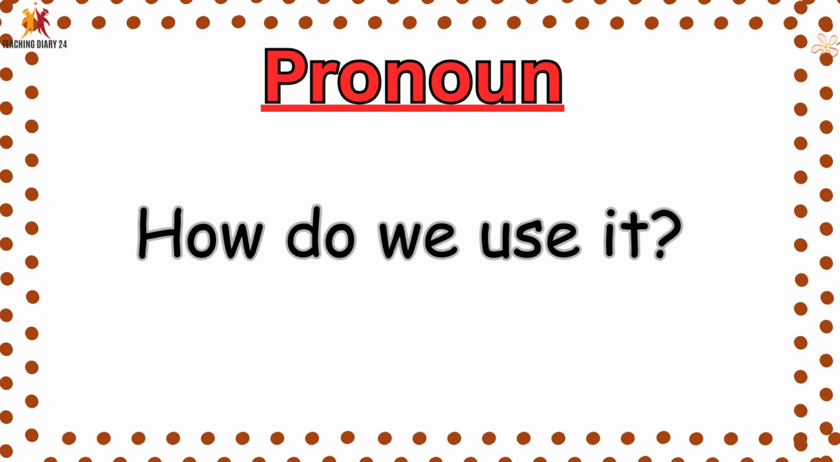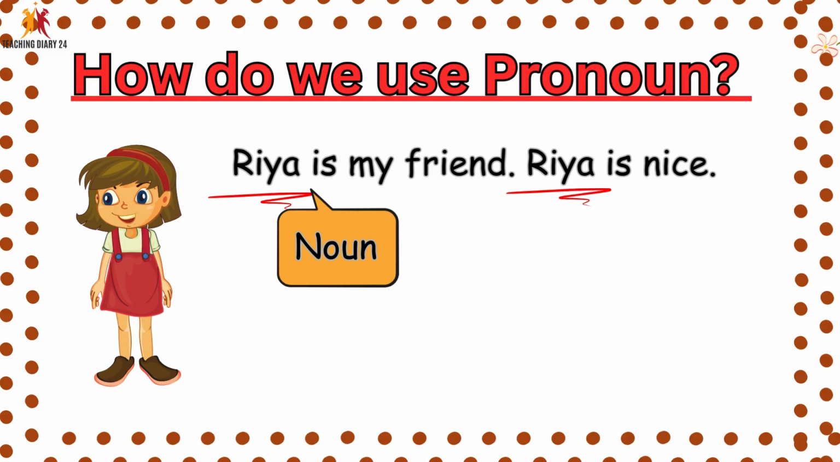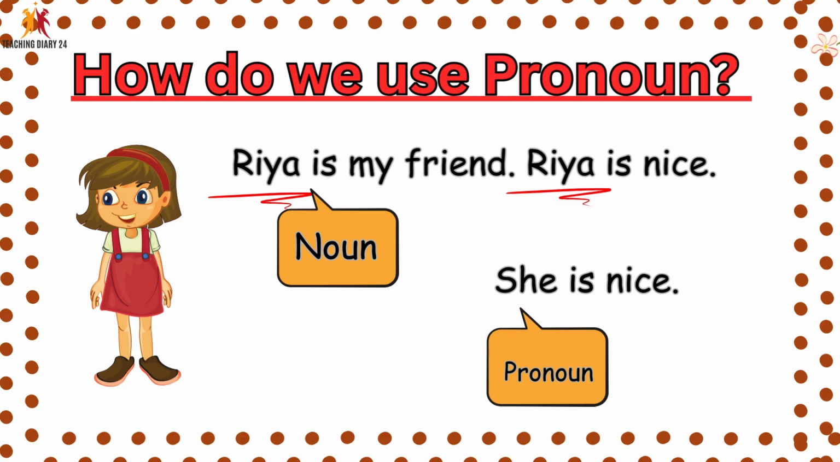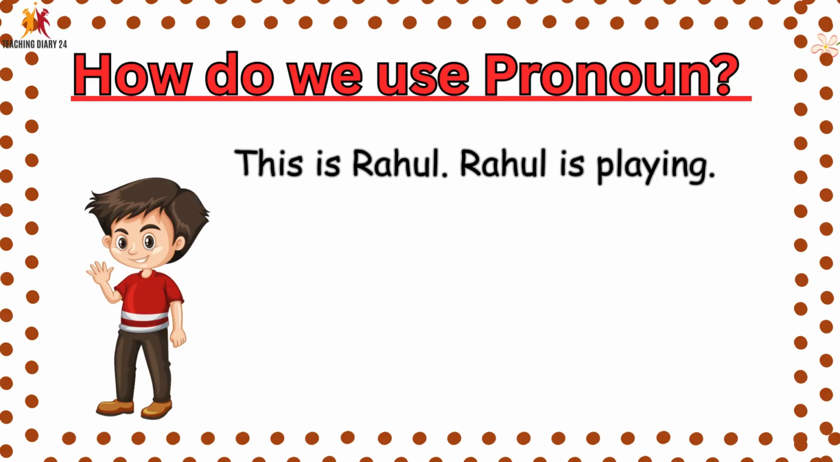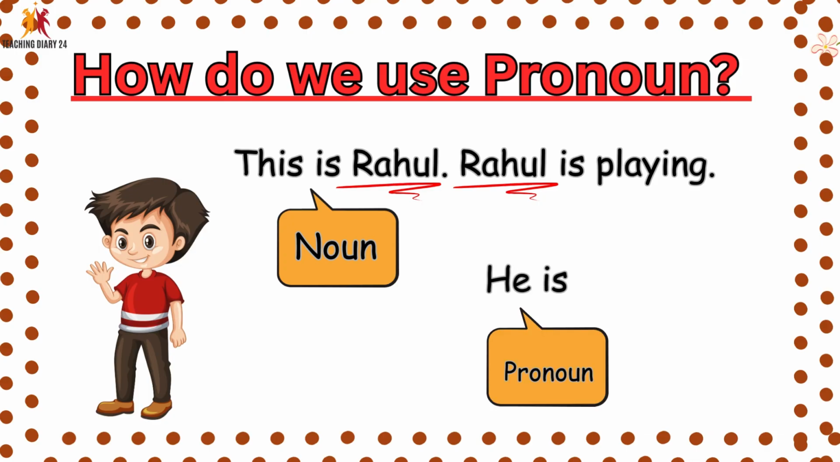So kids, let's learn how do we use it. Ria is my friend. Ria is nice. Here Ria is noun. But we can use she instead of the second Ria. Like, she is nice. This is Rahul. Rahul is playing. Here Rahul is noun and the second word is Rahul is playing. Here we can use he is playing instead of Rahul is playing.